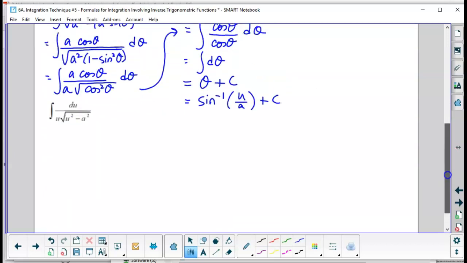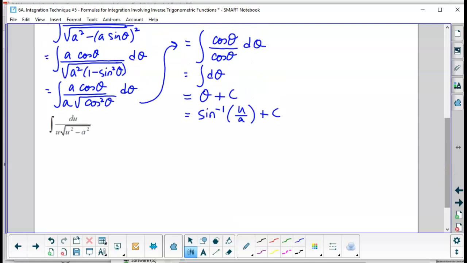And then the third one. Okay, so again here we have u squared minus a squared. So we want to have, if you take a look back at your formula sheet, you can either have a substitution where you get secant squared minus 1 or cosecant squared minus 1. I'm going to stick with getting secant squared, so I'm going to let u equal a secant theta.